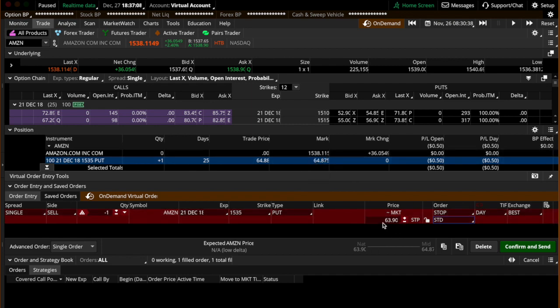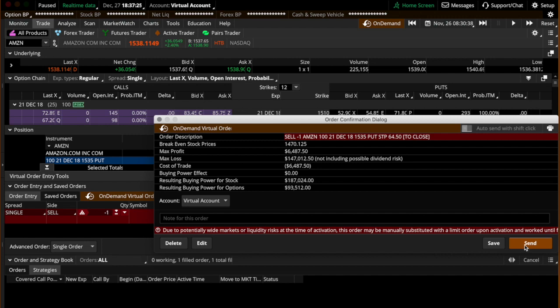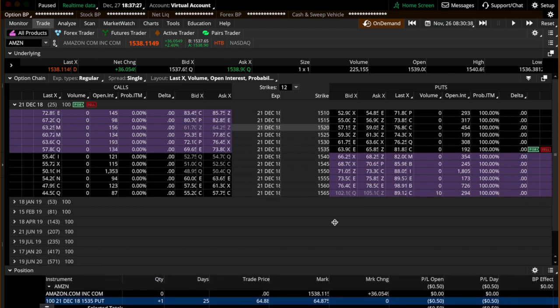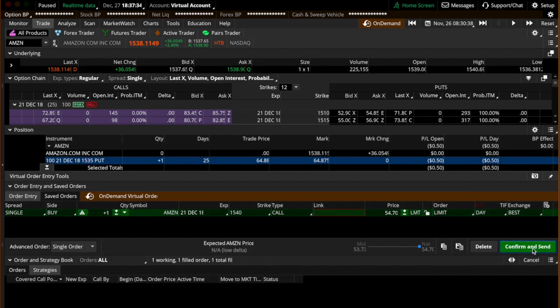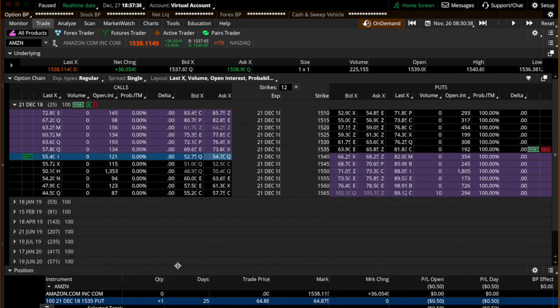So let's go ahead and set this for something pretty tight, so that way we get stopped out pretty quick. And we'll do it for 64.50. So it's below what it's trading at, below what you paid for it, and it's just a standard stop. So I'm going to send this, and we're on pause right now, so it's not actually going to do anything. And then we're going to actually start. I'm actually going to go ahead and buy one too, and see if I can get this to fill while we're actually focused on the put side.